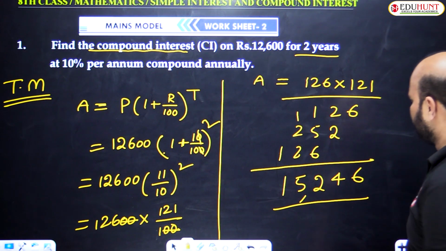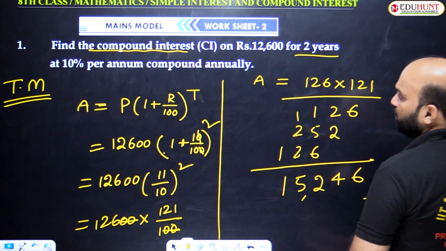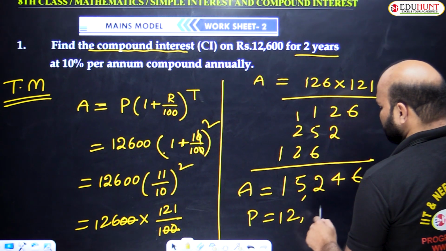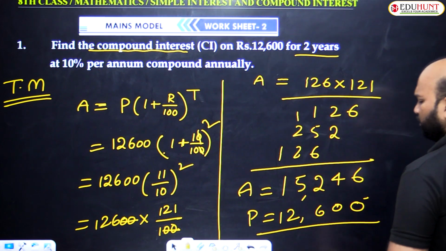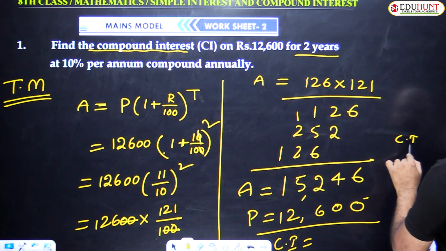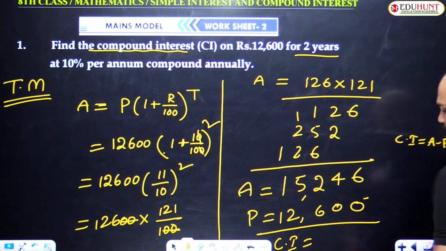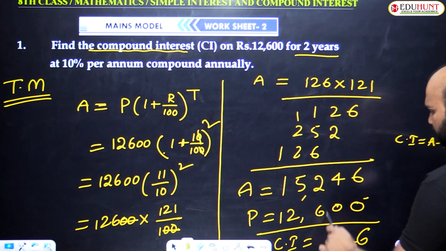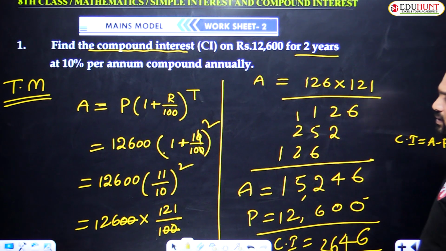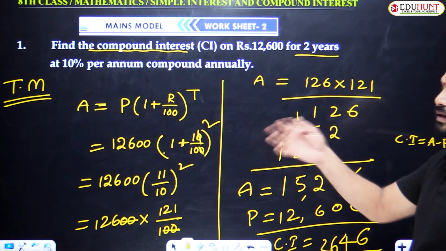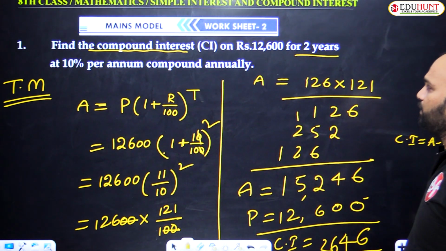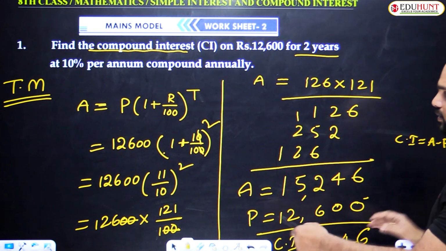But the question I am asking is compound interest. So amount minus principal. The principal value 12,600 is already given, that should be subtracted from the amount, and that is called compound interest. Because compound interest equals amount minus principal, A minus P. So 2,646, this is the compound interest. Am I clear? So this is the traditional method. First we have to find the A value, then amount minus principal is called compound interest, by using the given data: principal, rate of interest and time. So this is a lengthy process.